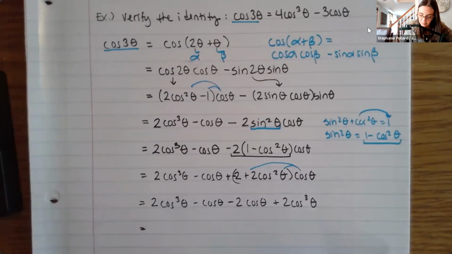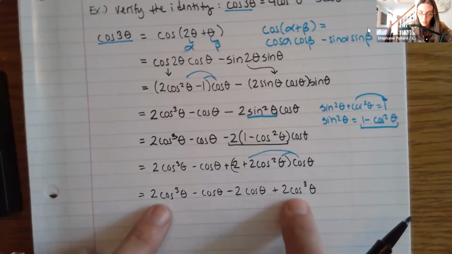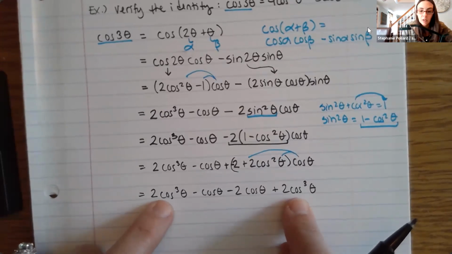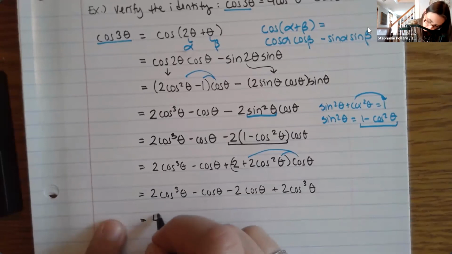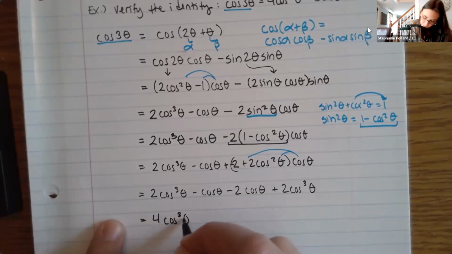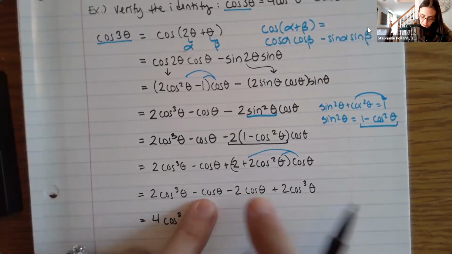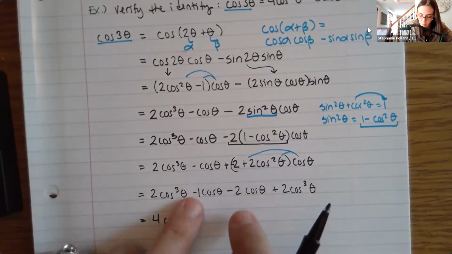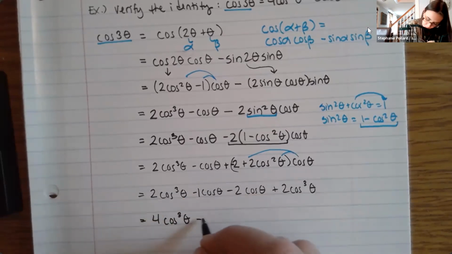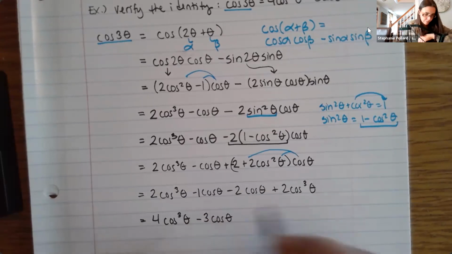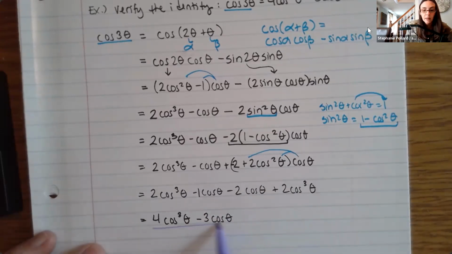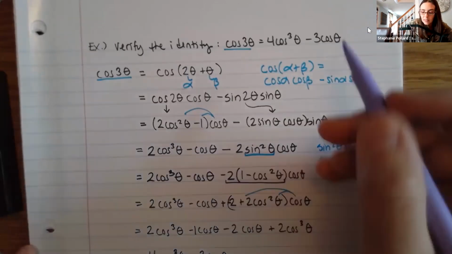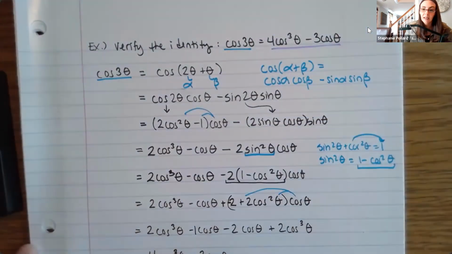And finally, let's clean this up. So I do have cosine cubes here that can be combined. 2 plus 2 is 4. And then these are both cosines. Don't forget there is a 1 there. So -1 and -2 is -3. And finally, we've made it through. If I come back out here a little bit, you can see that we did match the right-hand side.